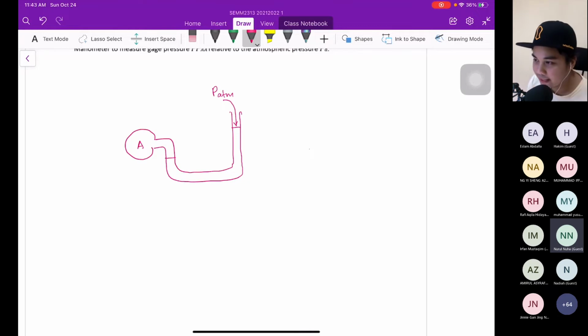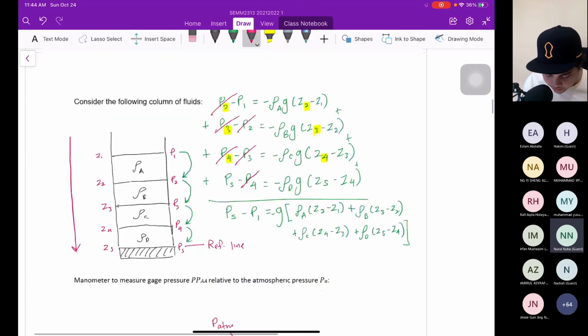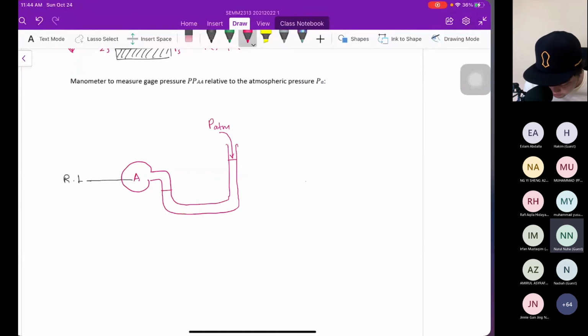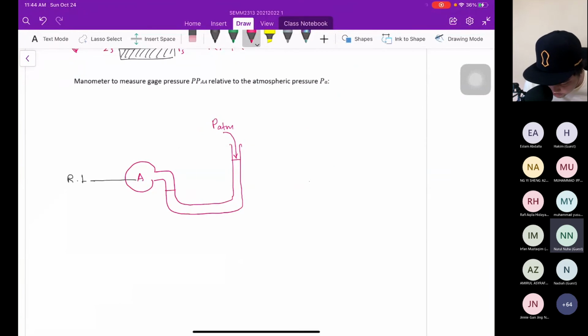You need to start with the reference line. Let's say this is our reference line, RL. And then you need to have the direction of your measurement. Remember this one, you can see from top to bottom. So from here, definitely you can start the direction. This is the direction.